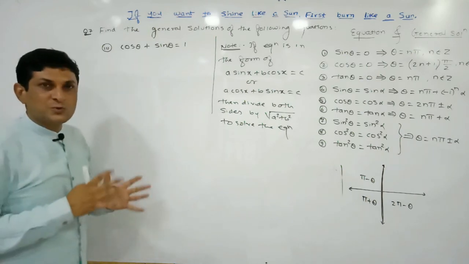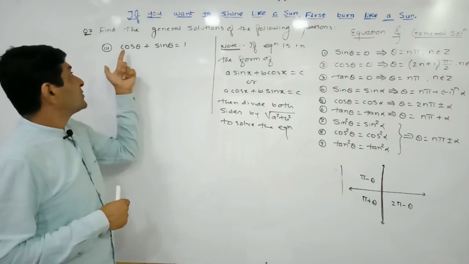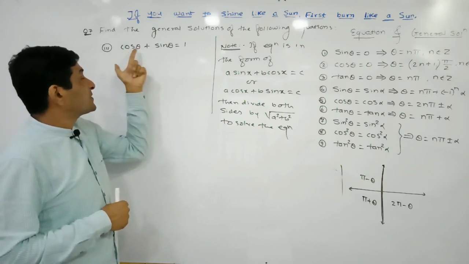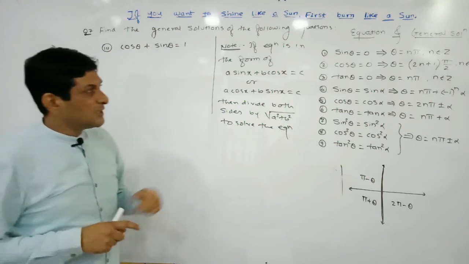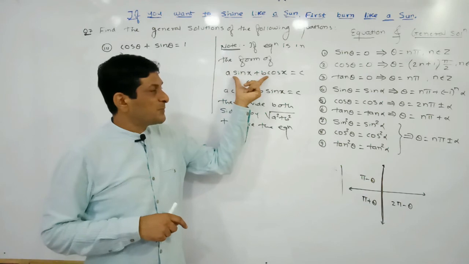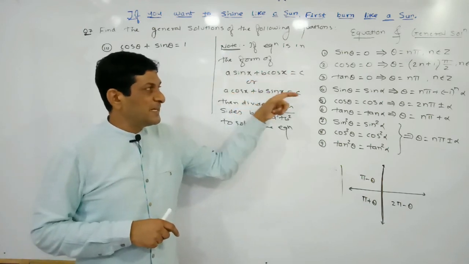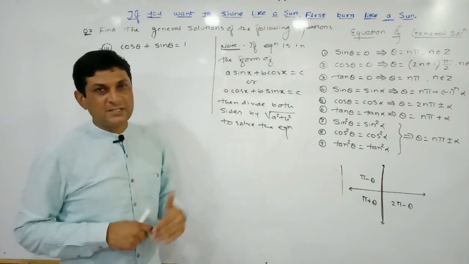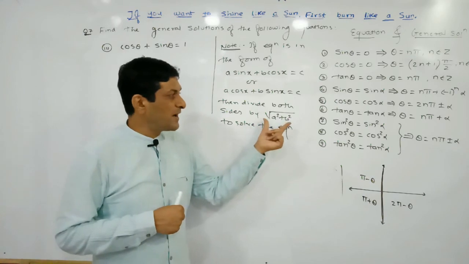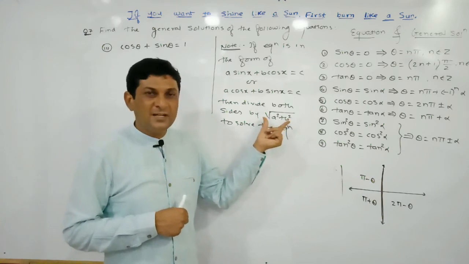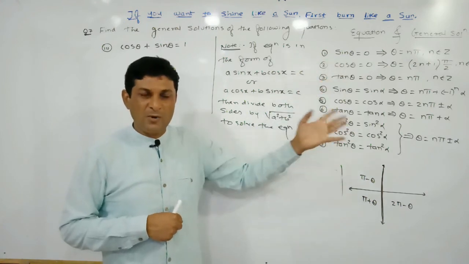Now let us try to solve the third example. So example number three is cos theta plus sin theta is equal to 1. Remember that whenever the equation is in the form of a sin x plus b cos x plus c, or a cos x plus b sin x plus c, in both these cases, to find the general solution of the trigonometric equation, simply divide both sides by under root a square plus b square, and later on try to arrange the terms in the form of these formulas.